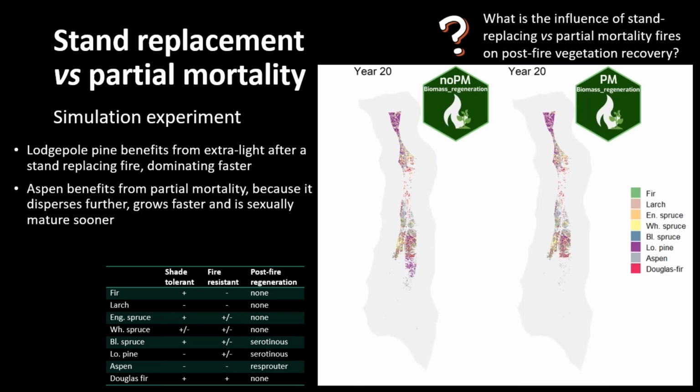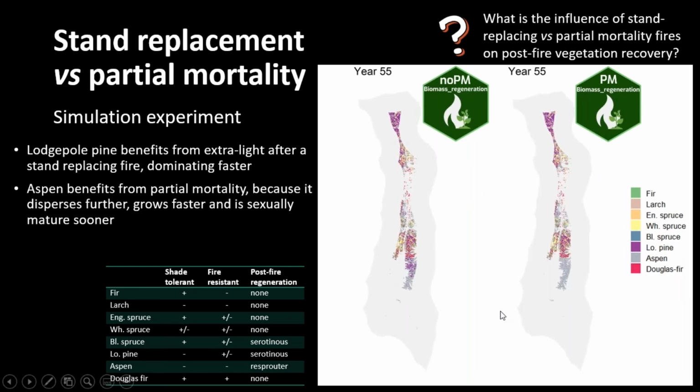And so the results are that, on the left side, we have no partial mortality, and on the right side, we have partial mortality. What we see is the fire burned this lower part of the landscape here. And we see that if we have a stand replacing fire, the lodgepole pine is able to recover very fast. The fire happened at year 5, and because this species is serotinous, if it was there before, it'll have a high probability of just recovering after fire.